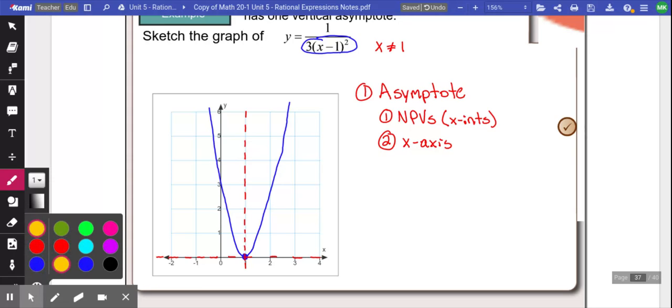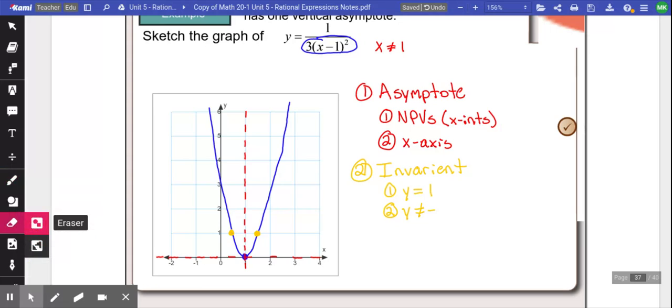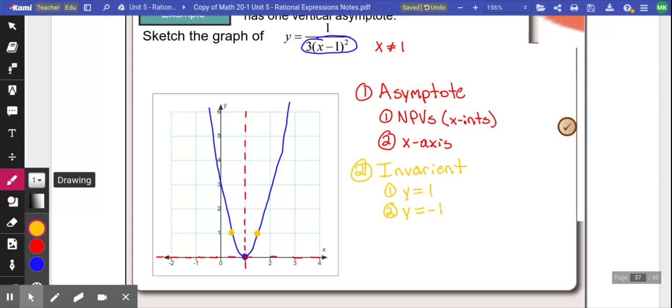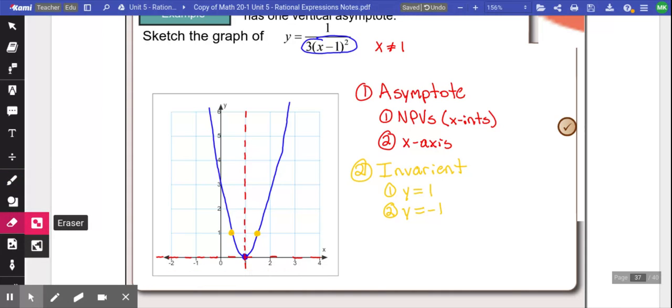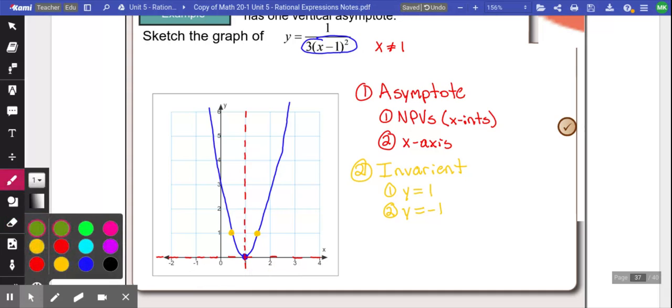Second step, draw your invariant points. These are points in which you will be on both graphs. They happen at y equals 1, which has two spots. There's one there and one there. And the second thing is y equals negative 1, which doesn't happen on this graph, right? Negative 1's down here. Awesome. The third step is to reciprocate.